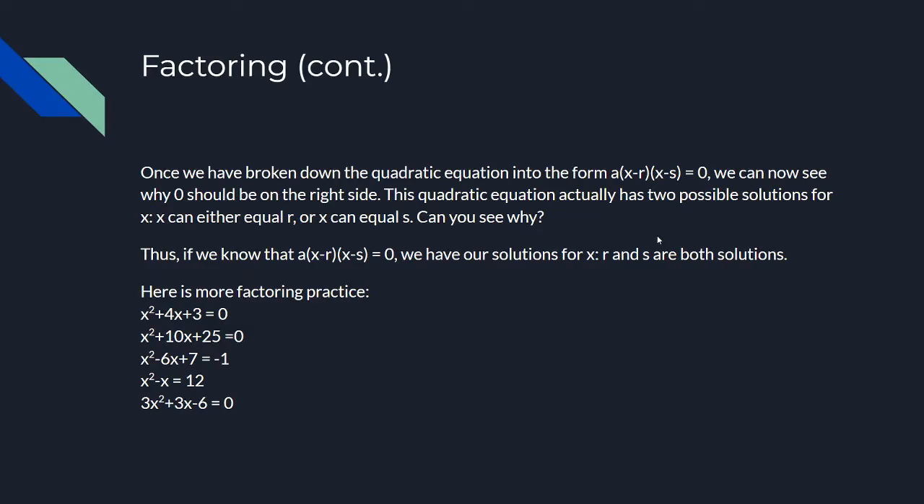So actually I already went over this, but once we've broken down the quadratic into this form, a times x minus r times x minus s, there are two possible solutions for x. x either equals r or s, because of course either one of the binomials can equal 0 and we will solve. So if we know the factored form, we have our solutions for x immediately. So s and r are both solutions.